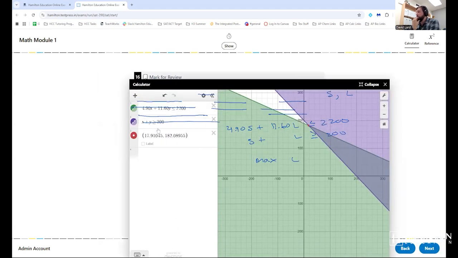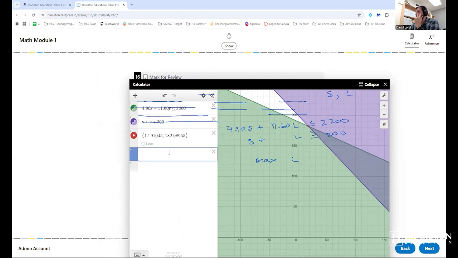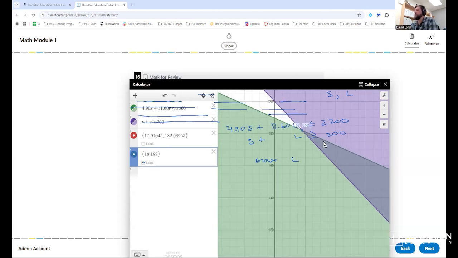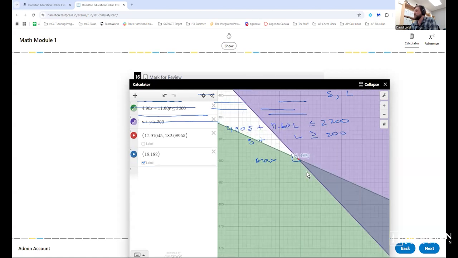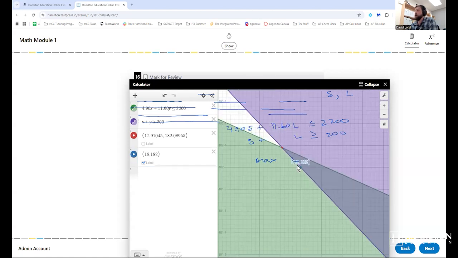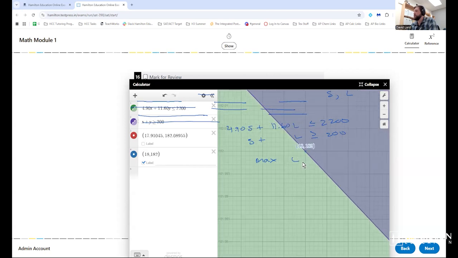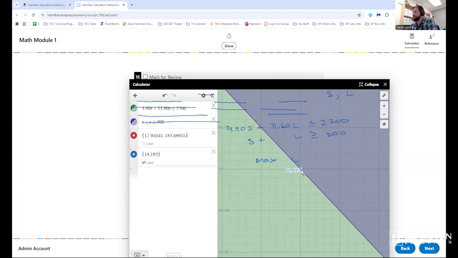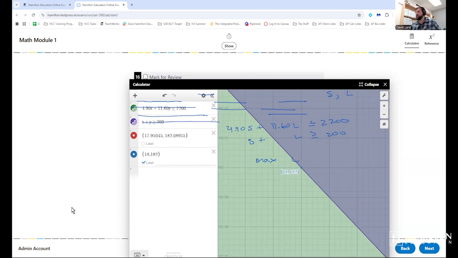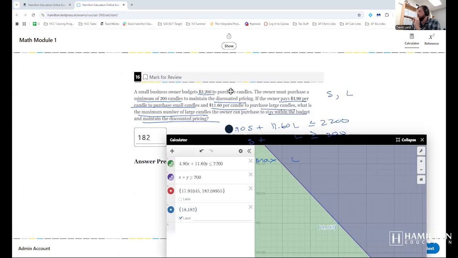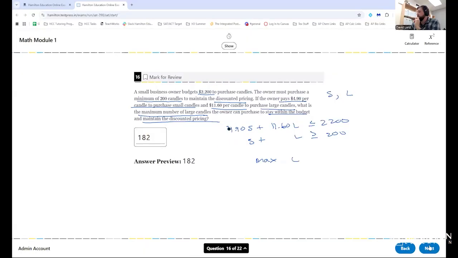So can we get 183? Well, no, because that'd be outside the triangle. So the biggest we can get is actually 182. And if you're not sure, we can graph it. So I'm going to do 182. We're going to label that. And we want to make sure that that point is inside of the shaded region or on the line. So right there, that looks pretty good. And so that's why the answer was 182. All right, next one.